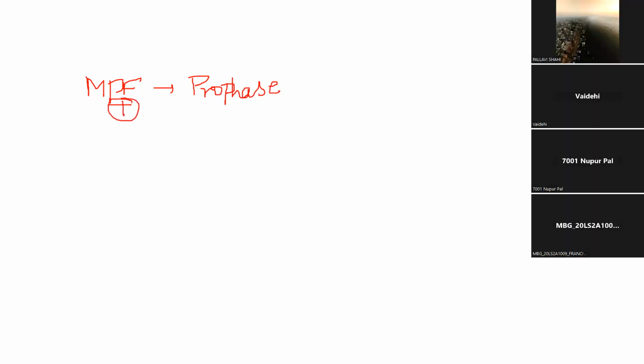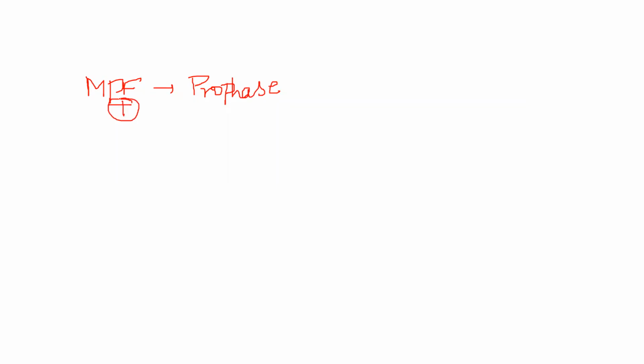Chromosomes in condensed state. See, in prophase, nuclear membrane fragmentation will take place, that we have seen with the MPF activity. In prophase, there will be activity of MPF. You will see that MPF gets activated and it will do the nuclear membrane fragmentation, genetic material condensation, and microtubule formation initiating from the centrosome in prophase stage.